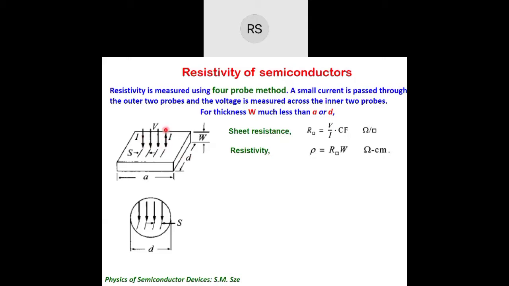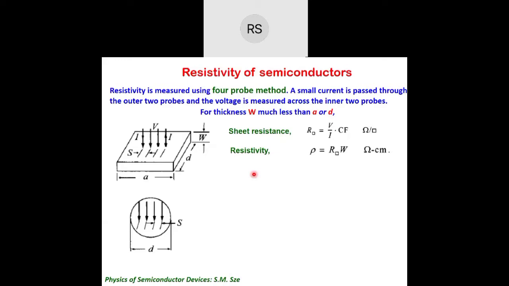Through the outer 2 probes, using a very precise current source, you pass the current, and across the 2 internal probes, you measure the voltage. So the voltage is measured across the inner probes, and the current is flowing through the outer 2 probes. In this way, you are measuring only the resistance of the semiconductor and not the contact resistance. Otherwise, the contact resistance will also come into the picture.